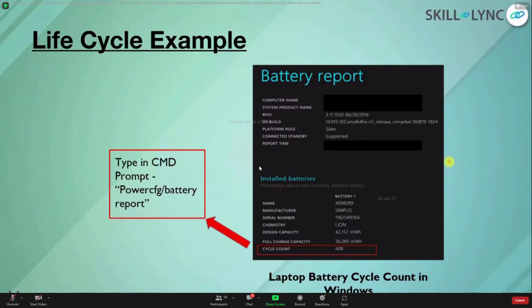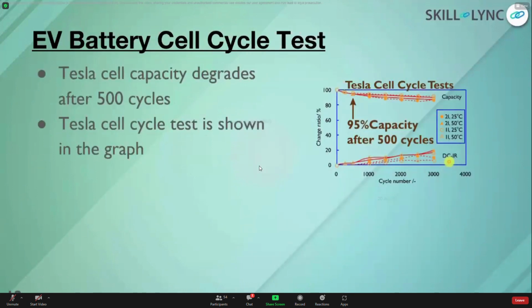Okay, so let's take this particular real-world data on the cell life cycle. Here we are seeing the real cell cycle data for Tesla. The Tesla cell capacity degrades after 500 cycles. As you can see, the Tesla cell cycle test is shown in the graph.